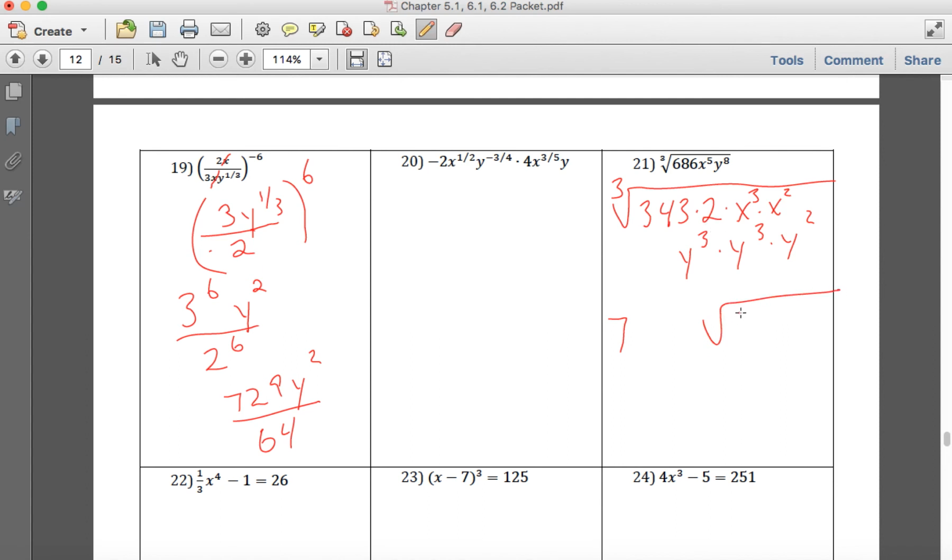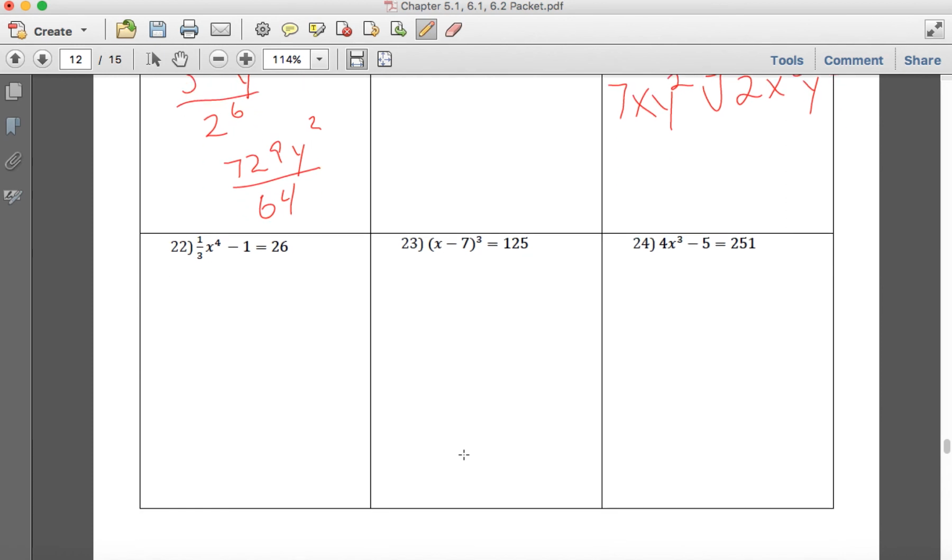Cube root of 2 we can't do. Cube root of x cubed is x. This x squared stays under here. Cube root of y cubed is y. Cube root of another y cubed is another y. Cube root of y squared, that stays there.